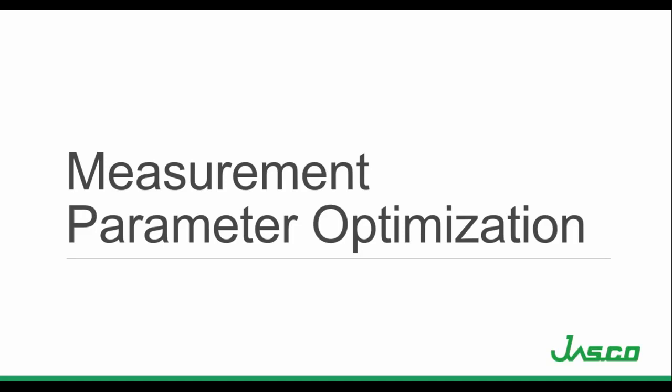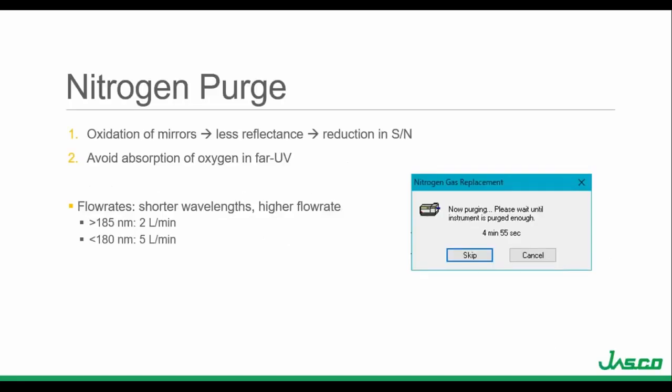So now I'm going to go into measurement parameter optimization. These are the parameters of the actual instrument. If you tuned in for our first CD webinar, I went over the importance of nitrogen purging for most CD measurements. To quickly summarize, we want to purge the instrument monochromator of oxygen with nitrogen for two reasons.